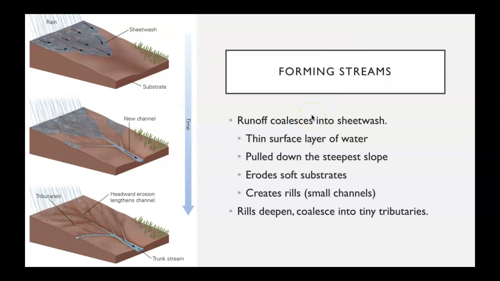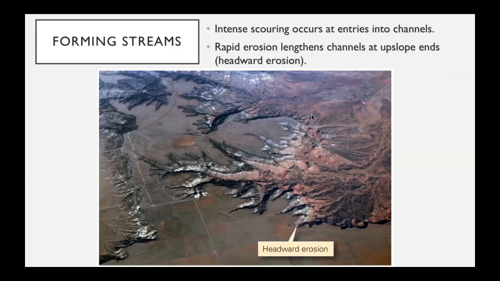The rill deepens, and then those can coalesce into tributaries. So a little tributary, all the tributaries coalesce and become the trunk stream. All of this happens again over time. Eventually, a stream will form, and it'll have some longevity to it.